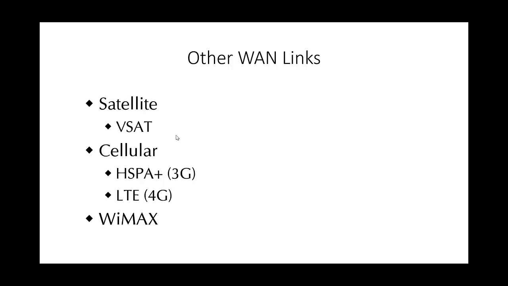Then we have cellular. Cellular phone networks were developed to carry voice traffic to and from mobile cellular phones. As mobile phone technology has advanced, these networks have also been adapted to carry data. The HSPA, Evolved High-Speed Packet Access standards, offer download speeds of up to 168 megabits per second and upload speeds of 22 megabits per second. This is used by 3G data services over mobile devices.